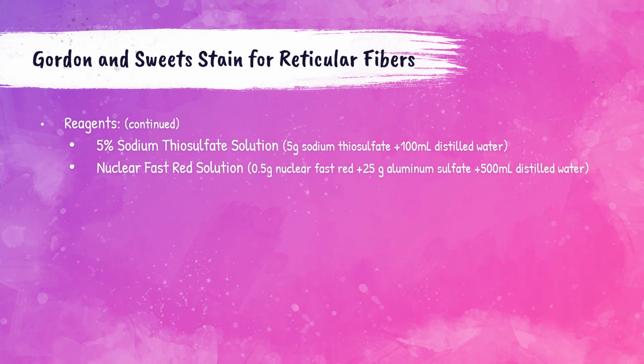You also need 5% sodium thiosulfate solution, which is prepared by combining 5 grams of sodium thiosulfate and 100 milliliters of distilled water. Nuclear fast red solution, of course this is an optional step. This is prepared by combining 0.5 grams of nuclear fast red with 25 grams of aluminum sulfate and 500 milliliters of distilled water.